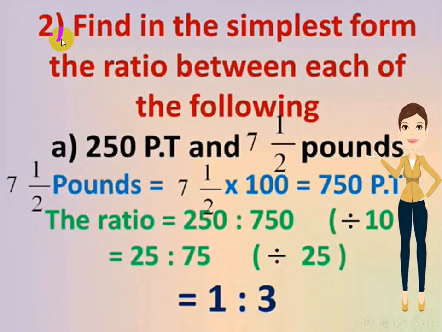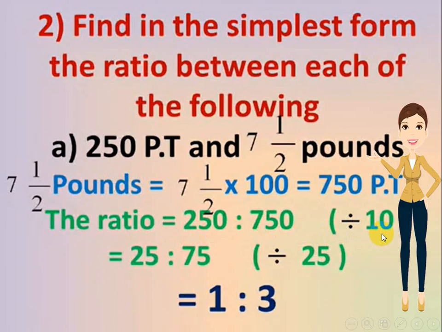Question 2. Find in the simplest form the ratio between each of the following. Number A, 250 piastres and 7.5 pounds. Observe the two units are different, so we'll convert 7.5 pounds. You know the 1 pound equal 100 piastres, so 7.5 pounds times 100 equals 750 piastres. So the ratio now, 250 piastres to 750 piastres.